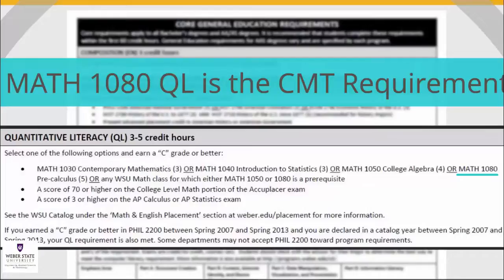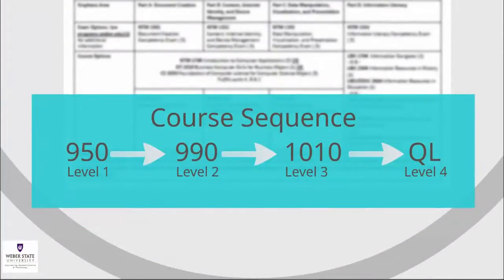As with English, you may need to take prerequisite courses before taking Math 1080, depending on where you were placed in the Math Mastery Exam or ACT in the past 2 years. The CMT Math sequence is Math 950, Math 990, Math 1010, Math 1080.